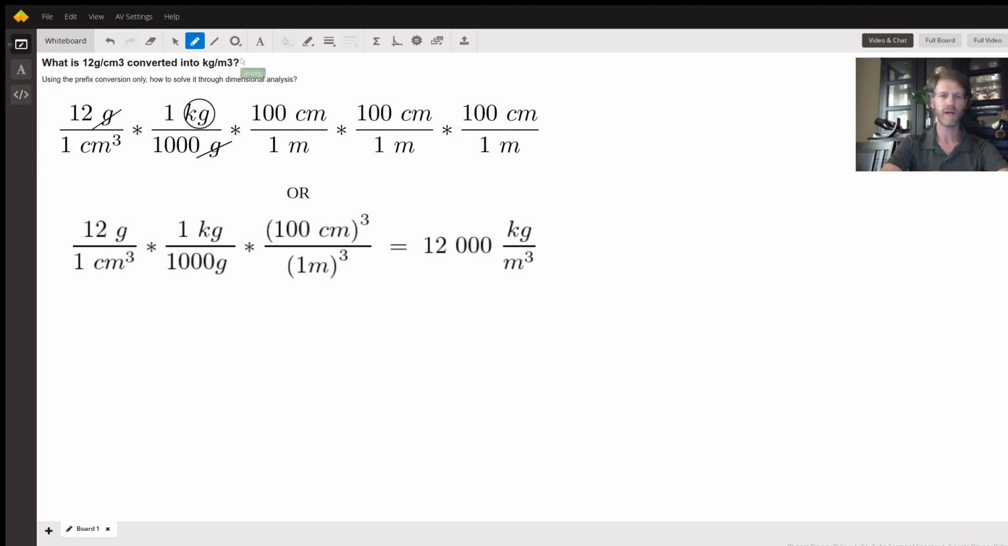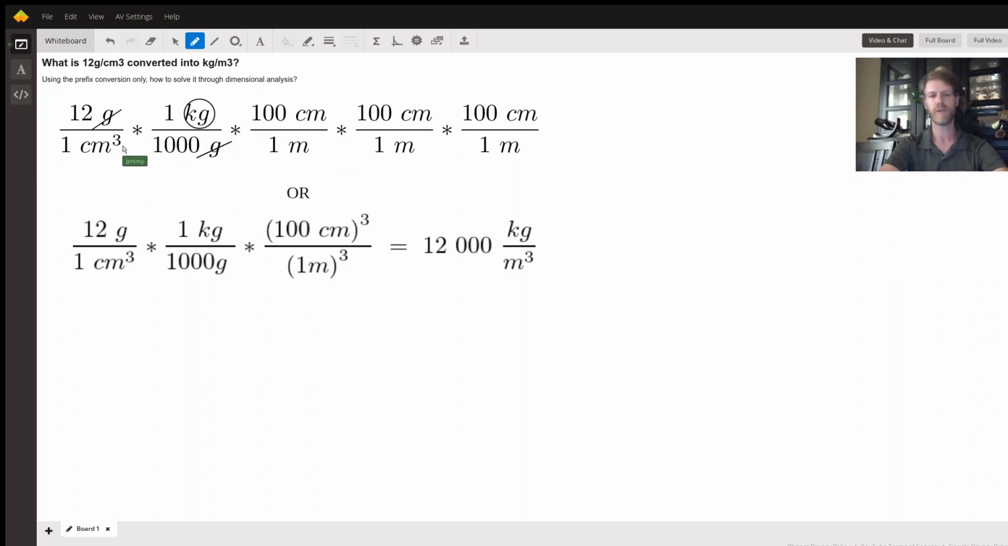Then I started working on the denominator, and I converted cubic centimeters to meters, or meters cubed, by knowing that there's 100 centimeters per meter. Centi means 1/100th, so it takes 100 of them to make 1. I always look at it like, which unit is larger? Put the 1 in front of the larger unit, and then the other number has to be greater than 1. And since centi means 1/100, it takes 100 of them.